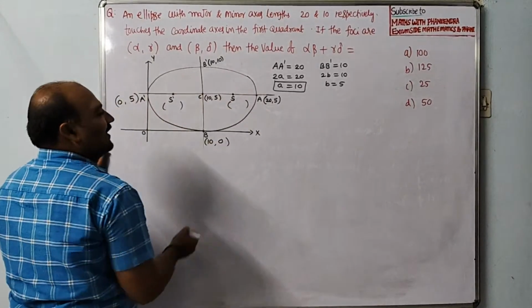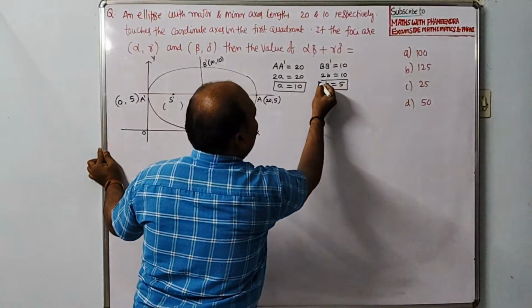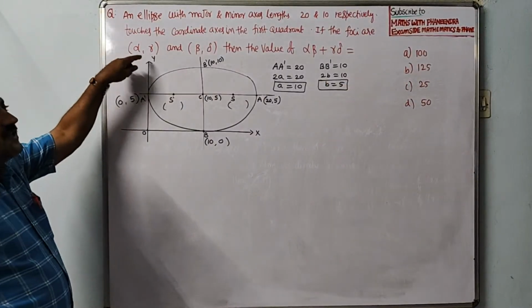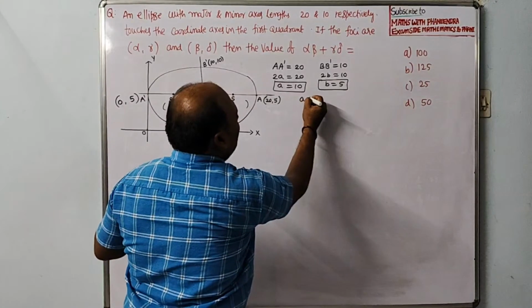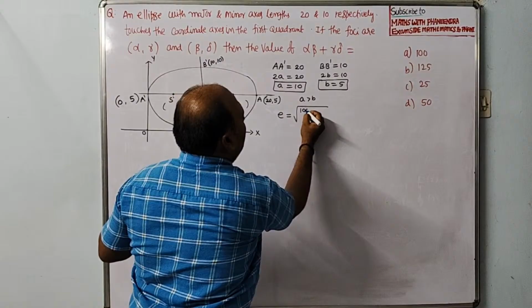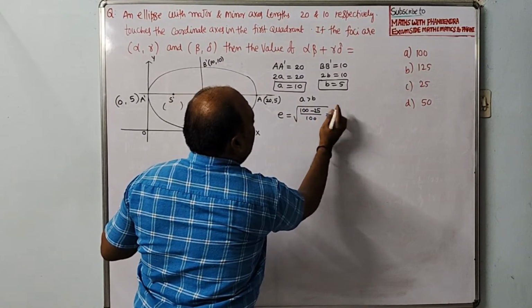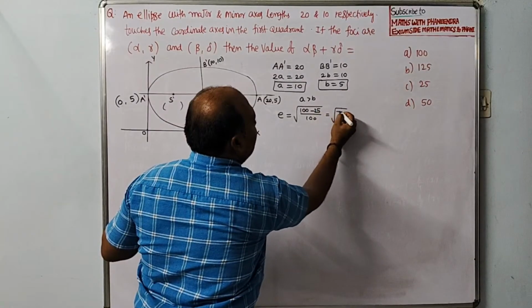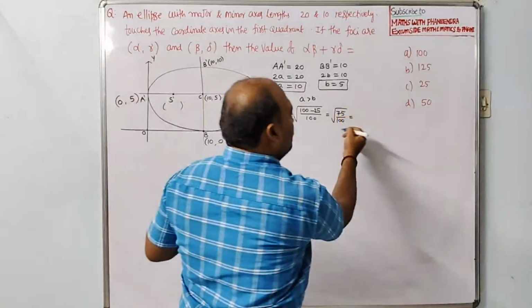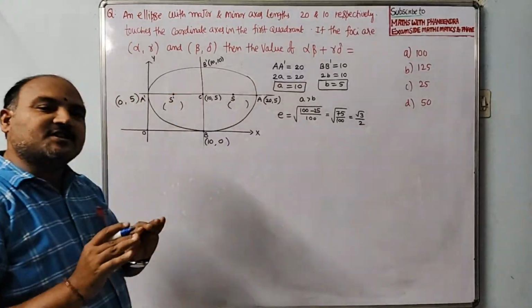Okay, next. After the broad direction, this focus is focus. A value, B value, we got it now. Clearly a is greater than b. Eccentricity we can calculate. Root over 100 minus 25 divided by 100, which is equal to root 75 by 10. So 25 times 3, 25 fours. So root 3 by 2. So eccentricity value we got it.